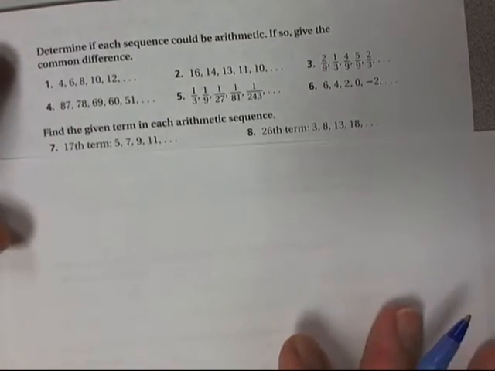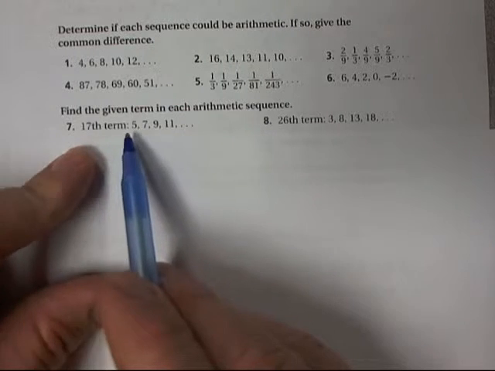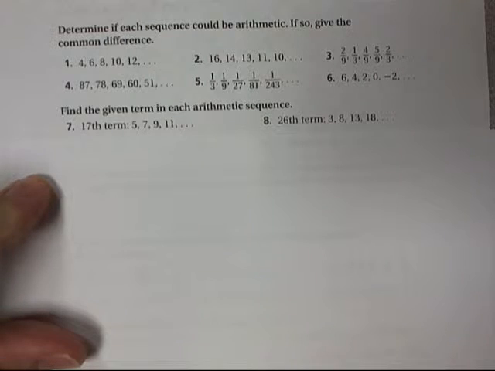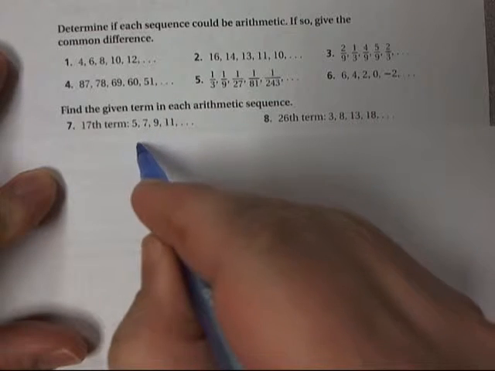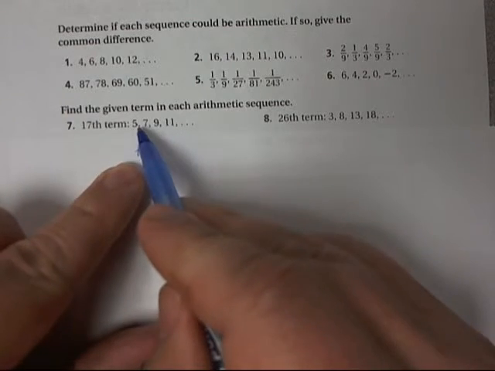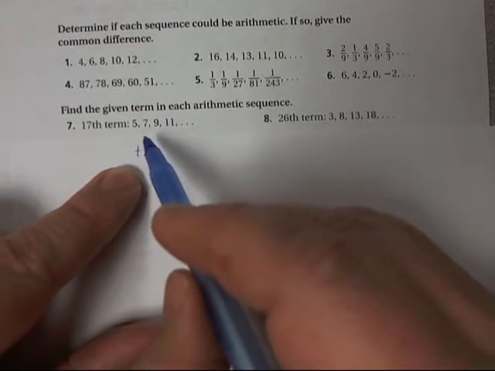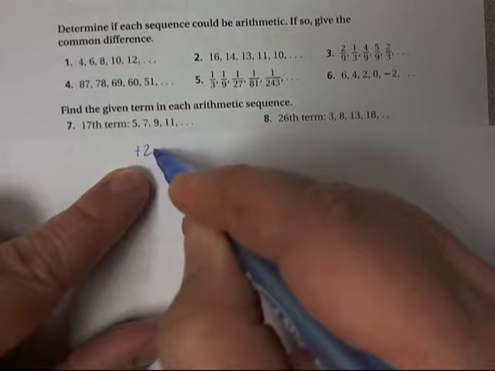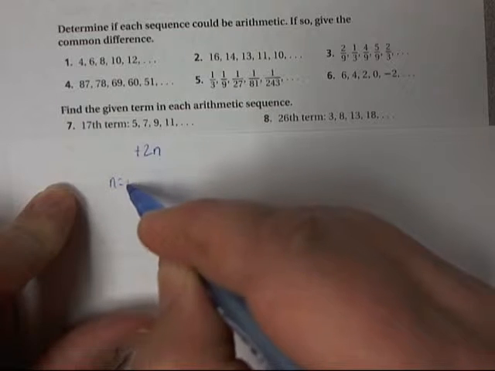Number 7. Find the 17th term given the sequence 5, 7, 9, and 11. Step 1. We see that we're adding 2 to each term to get the next term. And we need to create a rule. So the rule says take the common difference of 2 and multiply by n. N stands for a position.